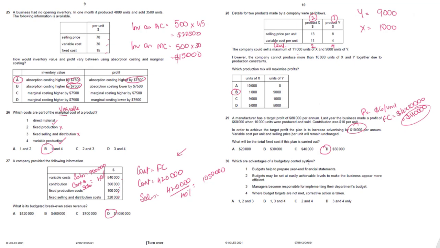Which are advantages of a budgetary control system? So budgets help to prepare year-end financial statements. Not really. They are only based on estimates. So you can only try to predict what might be the performance of the firm in future. But actual income statement and actual balance sheet, they don't help you to prepare that. Budgets may be set at easily achievable levels to make the business appear more efficient. Not really. If you keep easy targets in the budgets, it will lead to inefficiency, underperformance by the employees. They will not give their best.